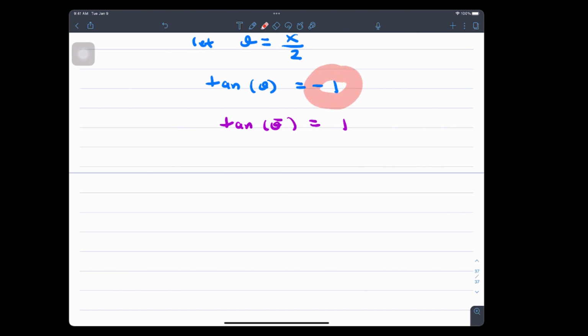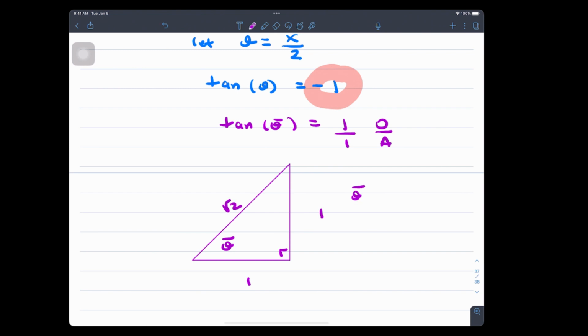Yes, tangent theta is negative 1. I go to the reference angle, tangent theta is positive 1. When does that happen? Do you guys remember? This is going to be what? Opposite over adjacent. Is that true for tangent? That means this has to be square root of 2. So what angle is this? What's that going to be? Pi over 4.